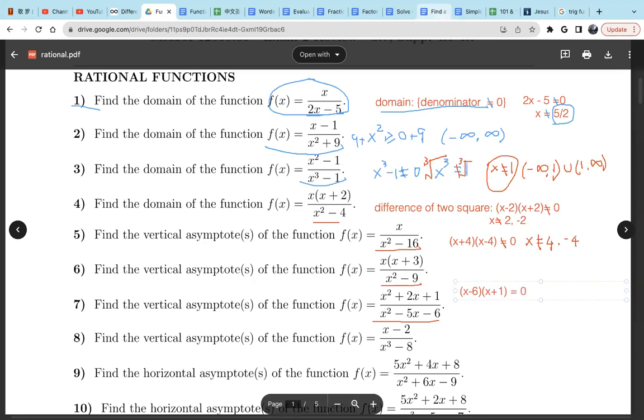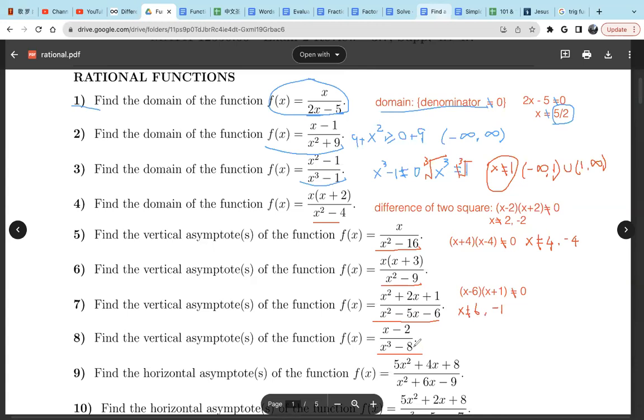So this cannot be 0. The denominator cannot be 0, whatever the denominator is. So we solve this, we get x equals 6 and x equals -1, that means x cannot be 6, cannot be -1. So all real numbers work with this function, but 6 and -1.